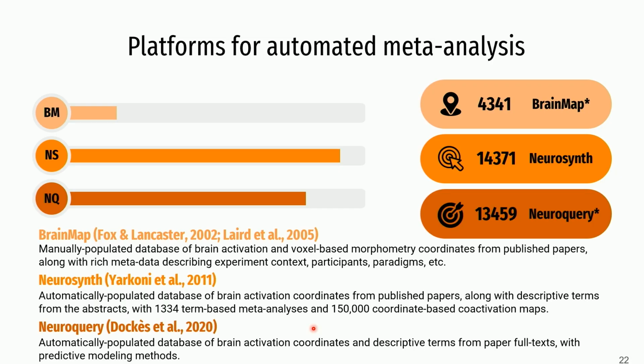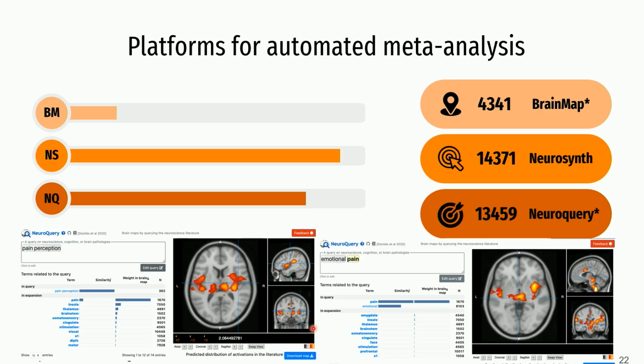But in comes NeuroQuery, which is another resource or another platform for automated meta-analysis. It's a newer database, similar to NeuroSynth. It's automatically populated with brain activation coordinates. But in this case, it provides you with predictive modeling results. And so in this case, with NeuroQuery, you could predictively model differences between different types of pain. What I'm showing you here is an example of a predictive model for pain perception. And then here's your predictive map versus emotional pain and its predictive map. You can see that there are some similarities, but there are some differences between the two different predictions, the different types of pain.